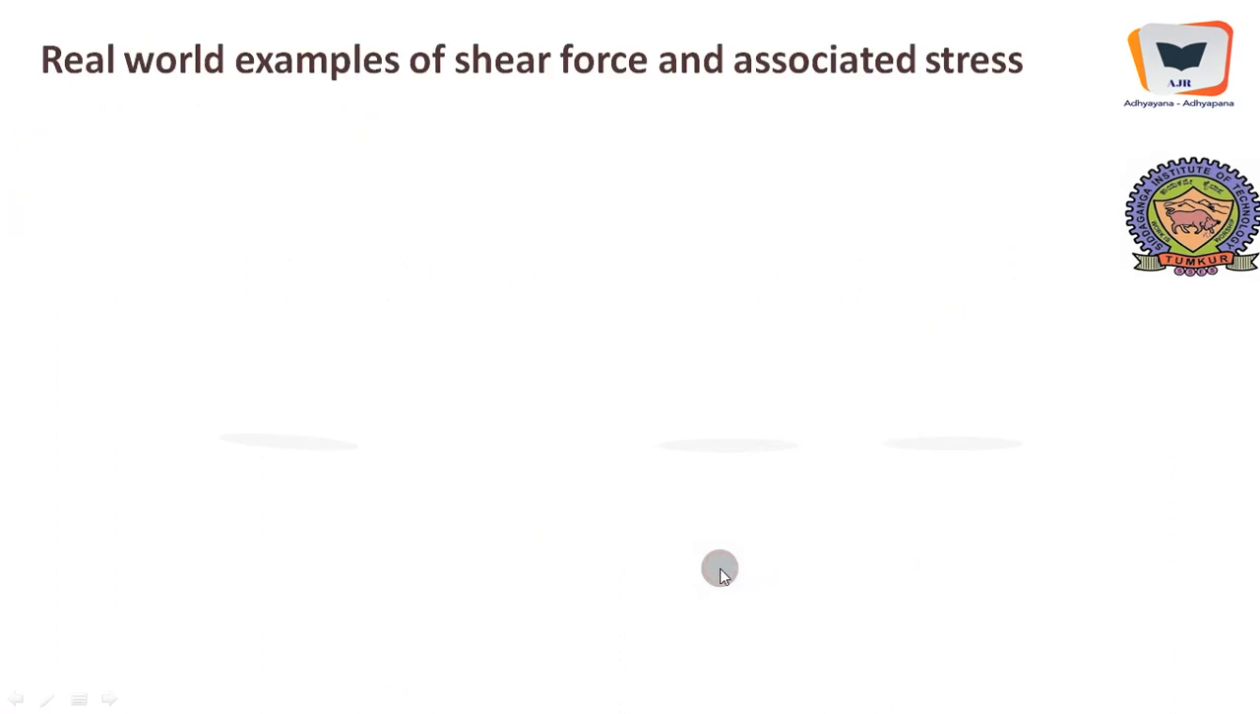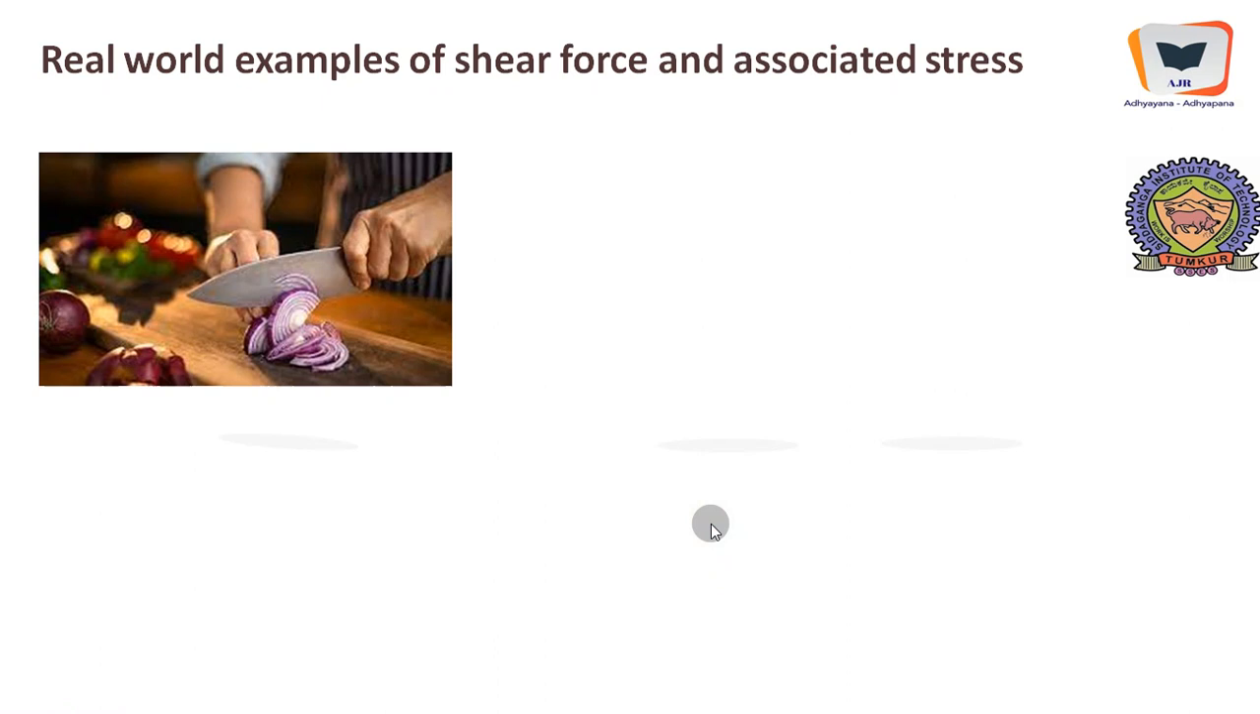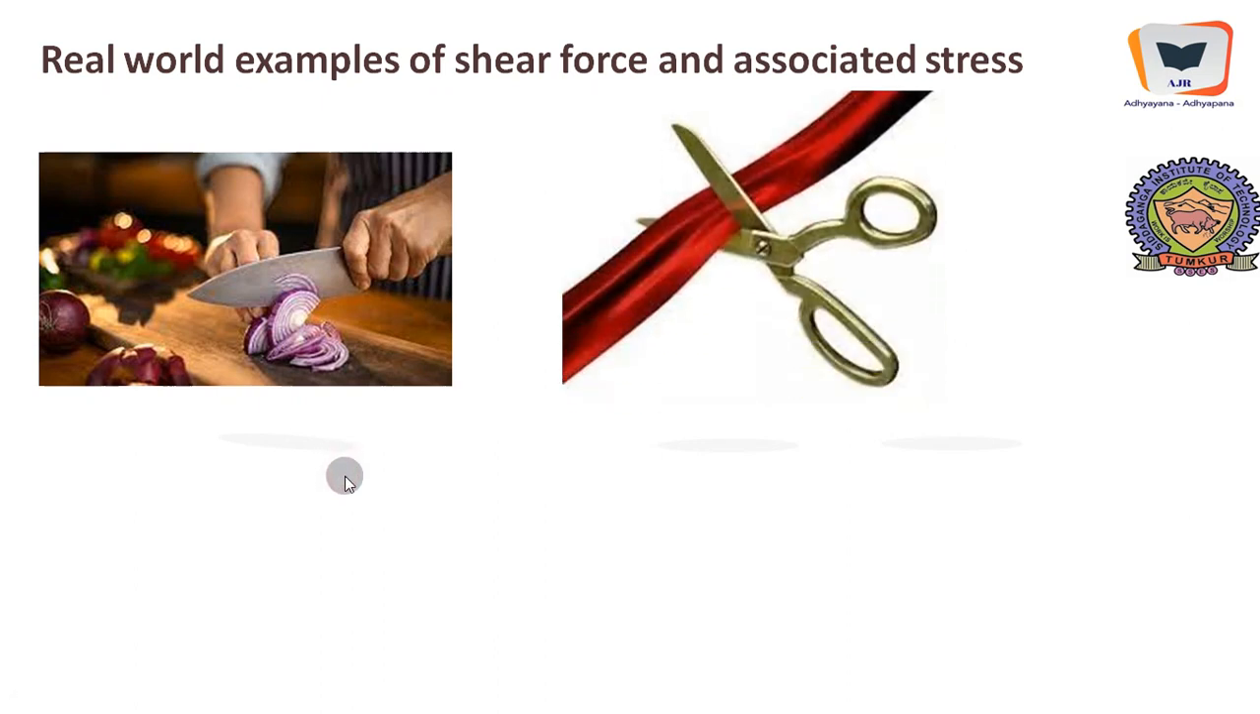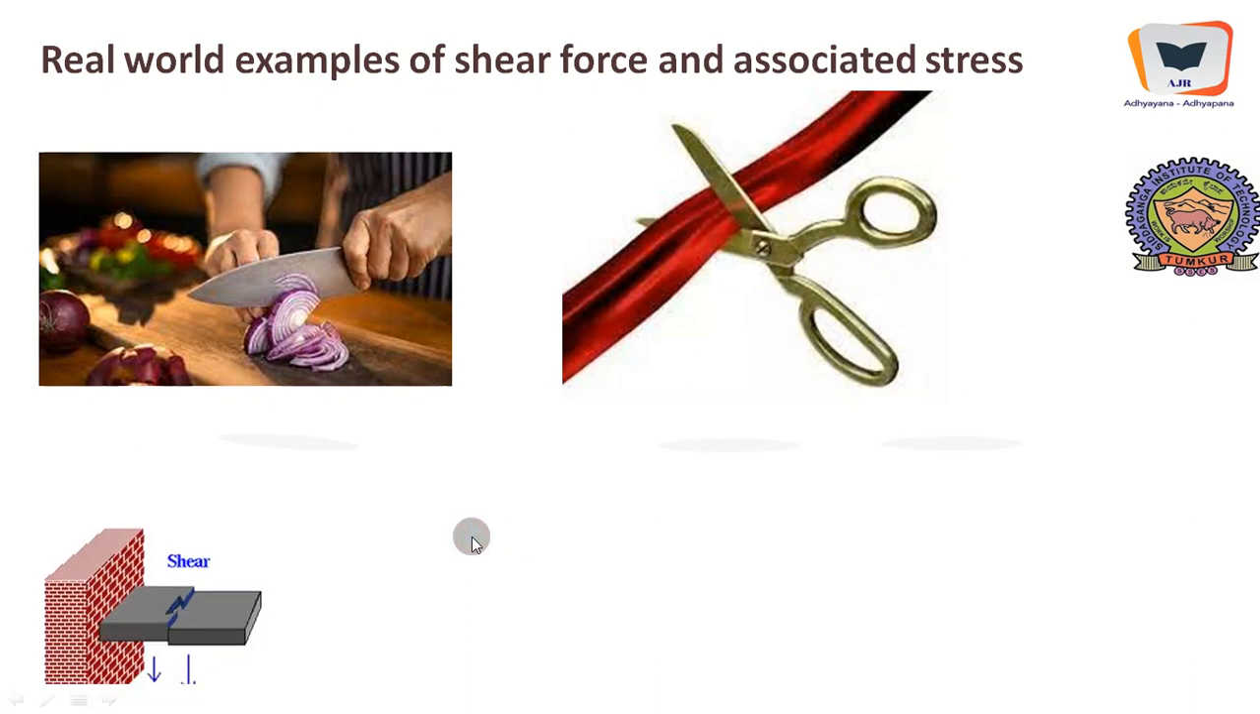Okay, and there are some real world examples of shear force and associated stress. When we cut a vegetable with the help of a knife, we are actually imparting shear force, and this onion is resisting the shear force applied through the knife by shear stress. And here the scissors, when we cut something with the help of the scissors, at the cutting plane, it is only shear which is doing the magic of cutting this particular tape into two pieces.